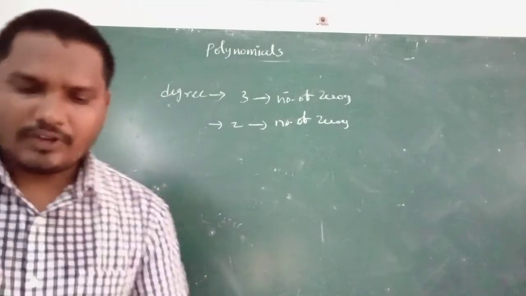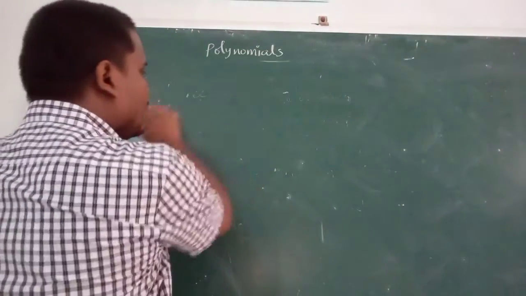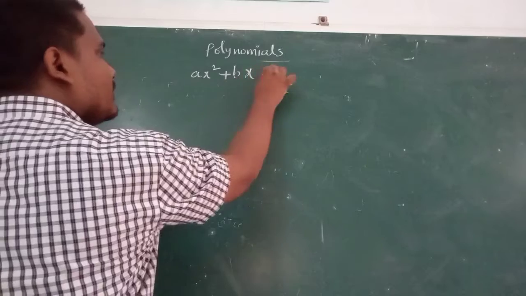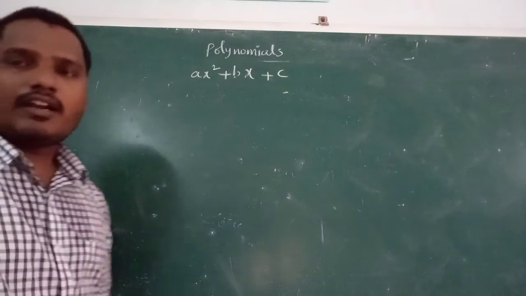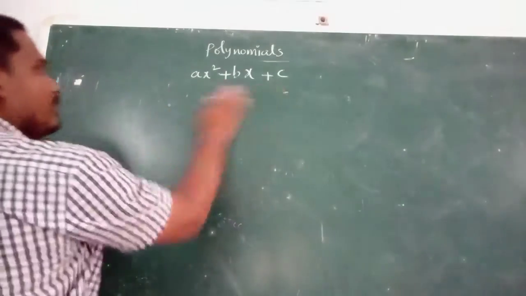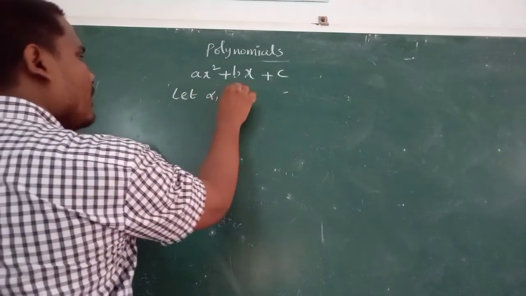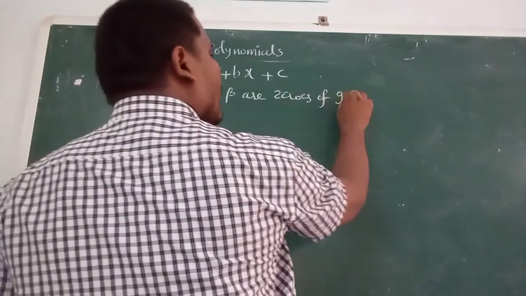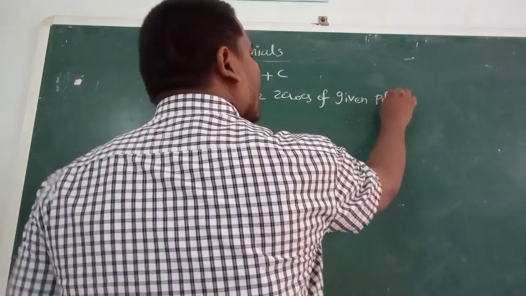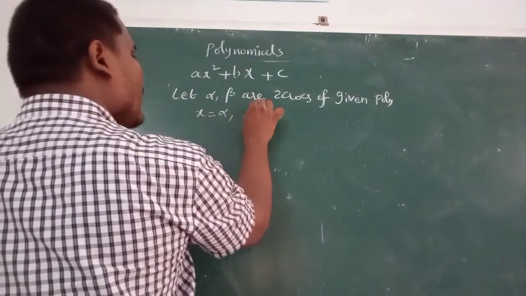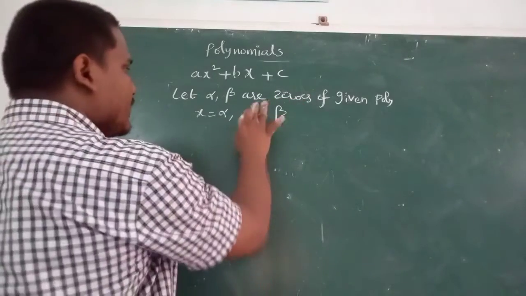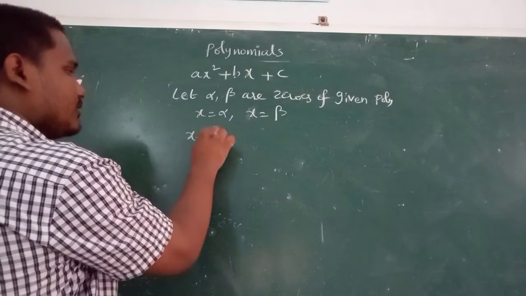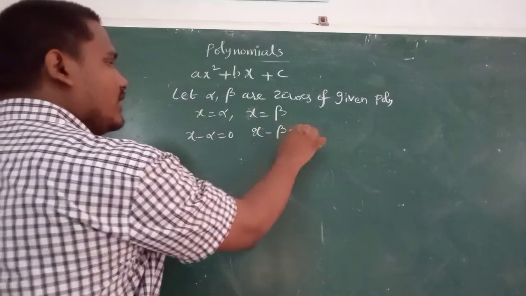Suppose we are taking the general form of a polynomial, ax square plus bx plus c. Let alpha comma beta be the zeros of the given polynomial. That means x is equal to alpha and x is equal to beta, which can be written as x minus alpha is equal to 0, x minus beta is equal to 0.